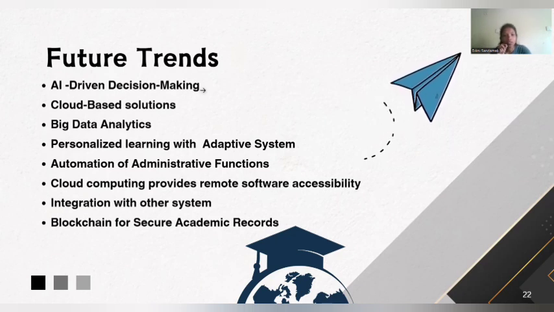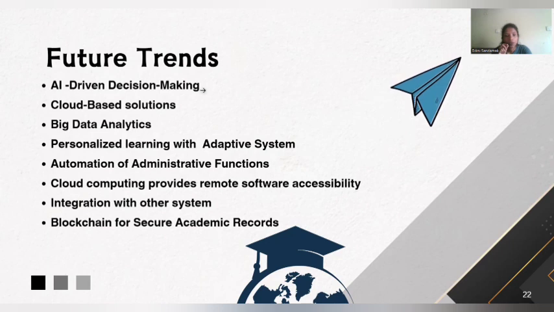So the first one is AI-driven decision making. AI-driven systems help educators make data-based decisions, offering personalized learning paths for students and identifying areas where they may need extra support. For example, AI-driven platforms like Khan Academy and Coursera use machine learning to analyze student progress and suggest customized learning materials, exercises, and courses based on their strengths and weaknesses.